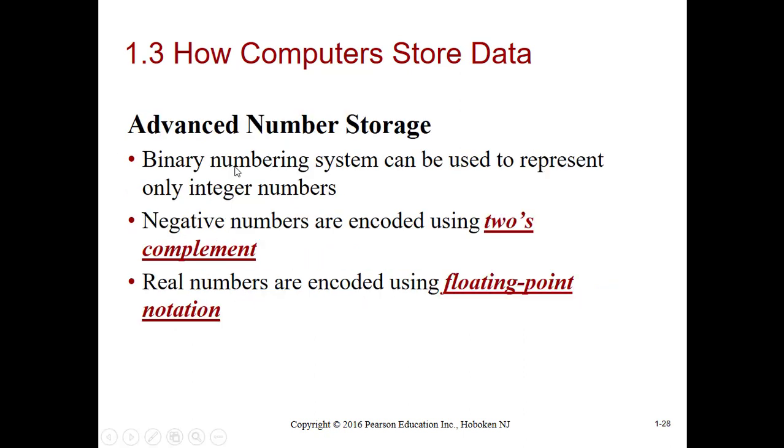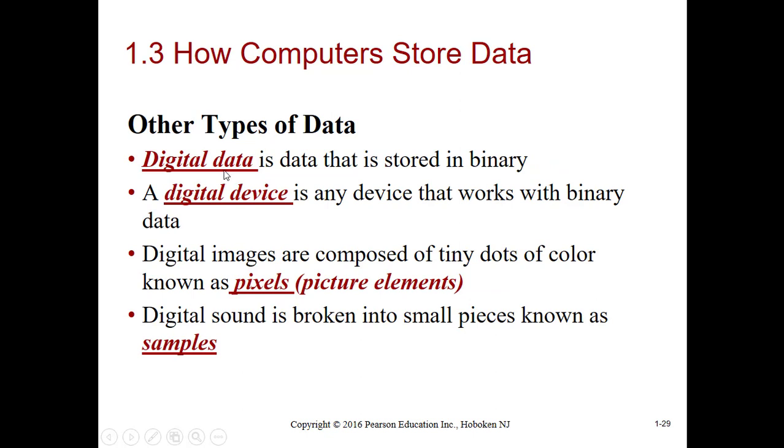Advanced number storage. Binary systems can be used to represent only integers. Negative numbers are encoded using two's complement. Real numbers are encoded using floating point. Other types of data is digital data, data that is stored in binary. A digital device is a device that works with binary data.